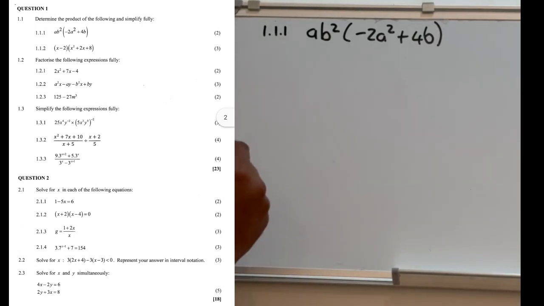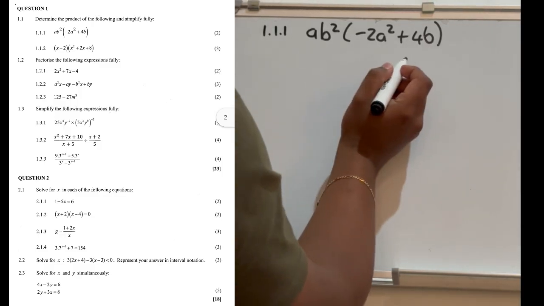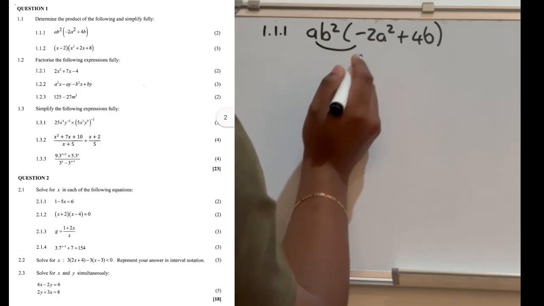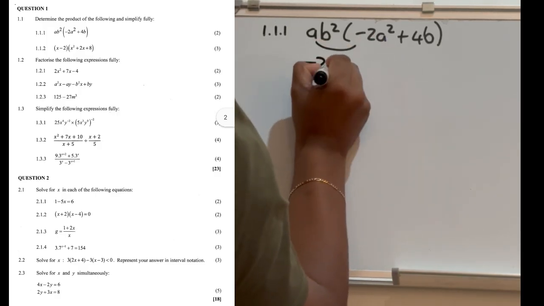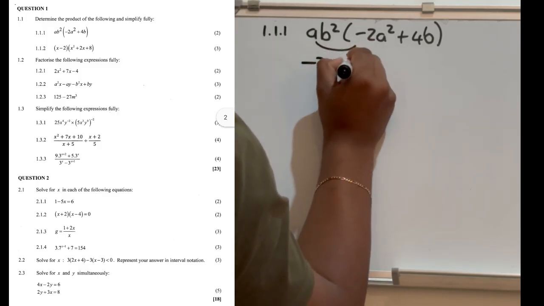So the first question is question 8. You must just simplify this, or fully simplify this. So the first thing that we do, we're going to multiply this in. We're going to say a times a. First we're going to say minus 2. Then we're going to say a times a squared is a to the power 3.